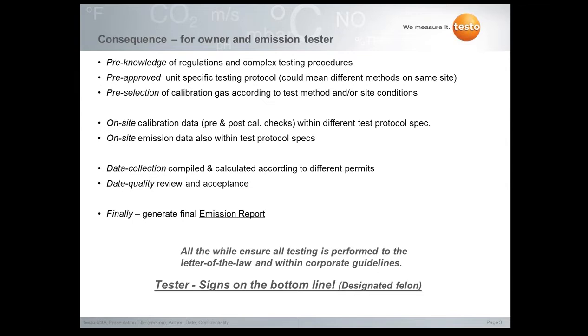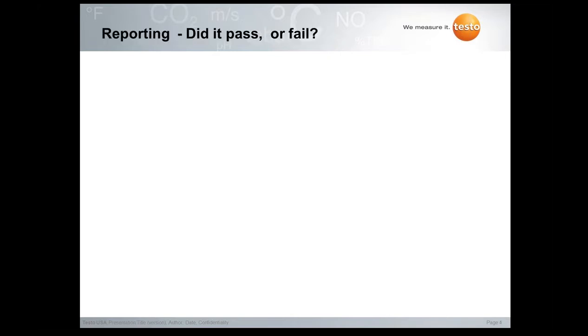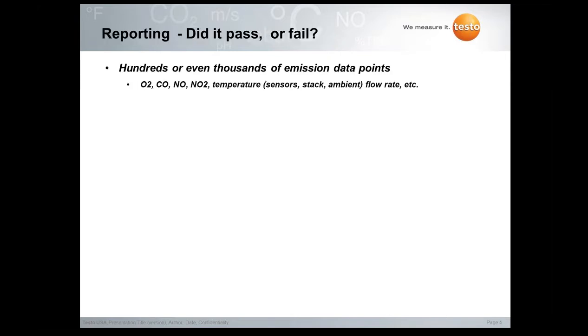And the whole time you're doing this, you have to do it to the letter of the law, as well as within corporate guidelines, and the tester out there is going to sign on that bottom line. In many cases, if not all, the company is legally liable, and the person signing that bottom line can be considered a designated felon. If something's done incorrectly or not within the true letter, someone's going to jail.